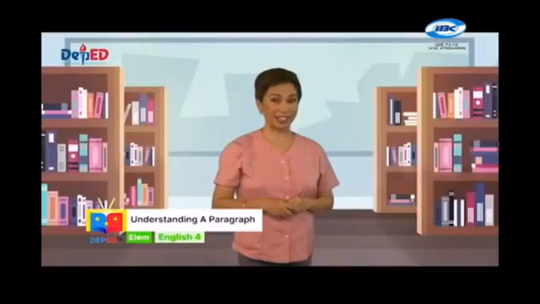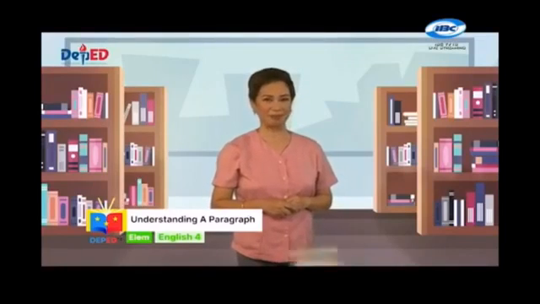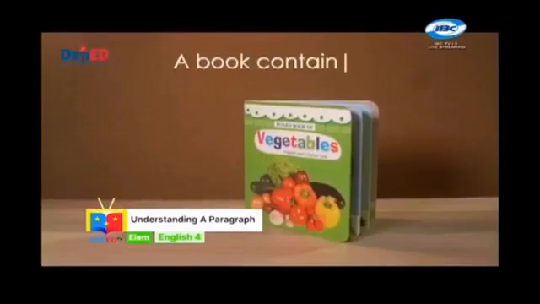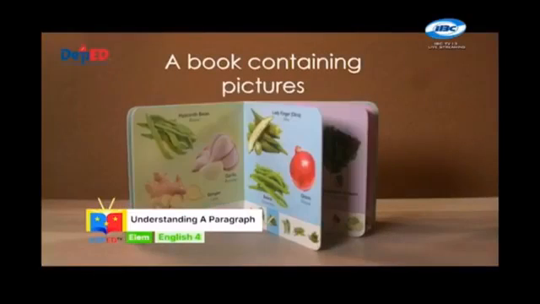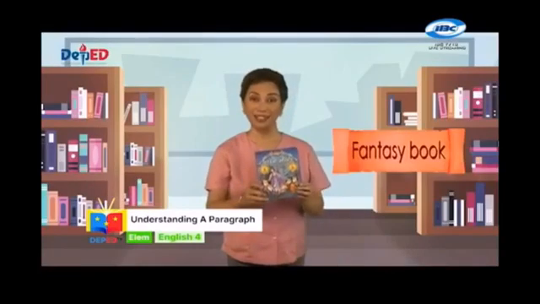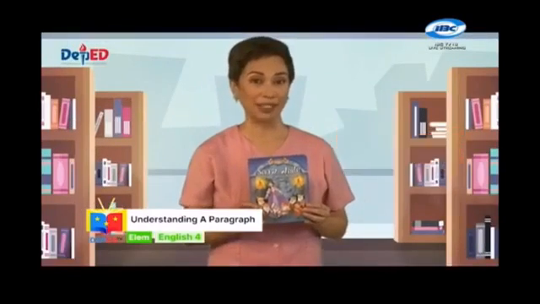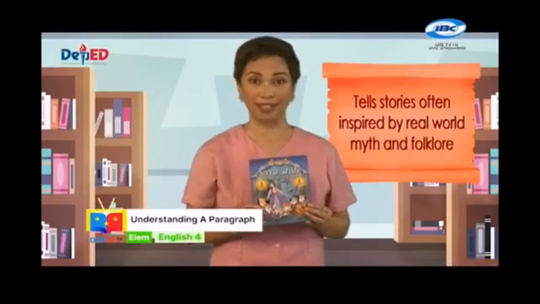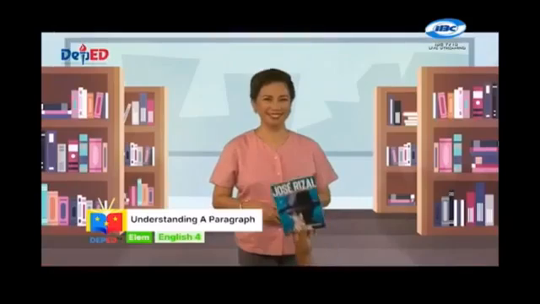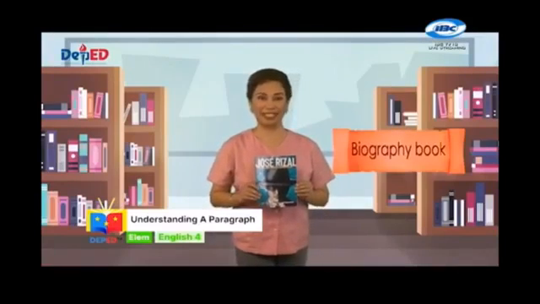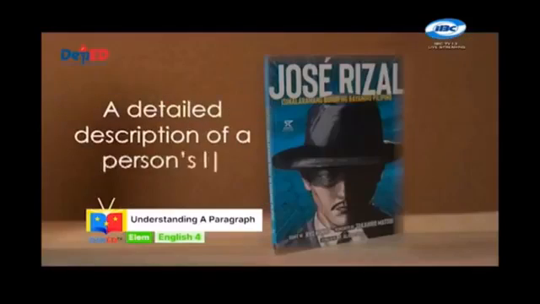There are so many kinds of books in the world, and here are some of them. This is a picture book. It is a book containing pictures, like these. This is a fantasy book. A fantasy book tells stories often inspired by real-world myth and folklore. And this is a biography book. It is a detailed description of a person's life.